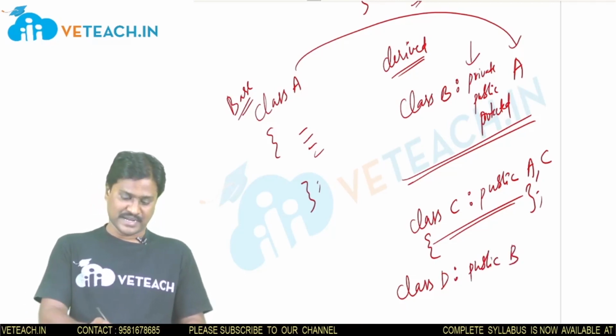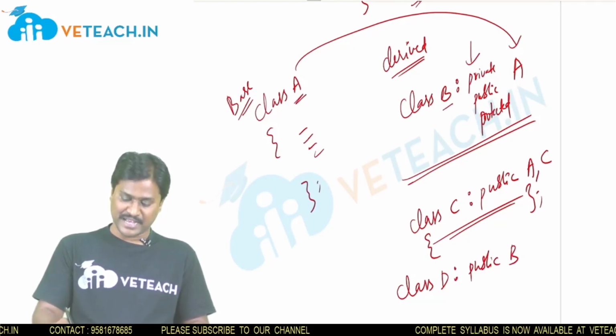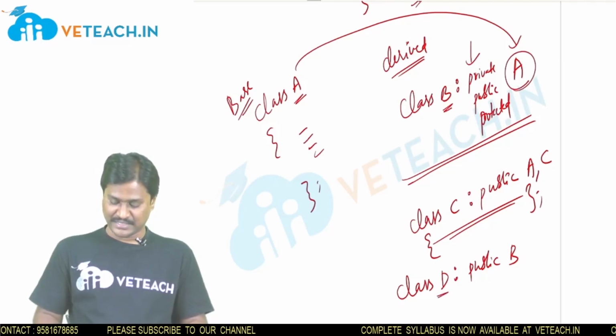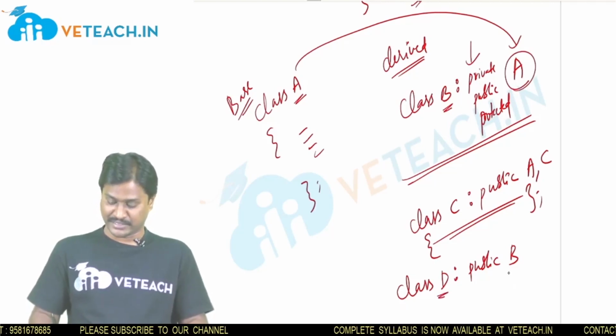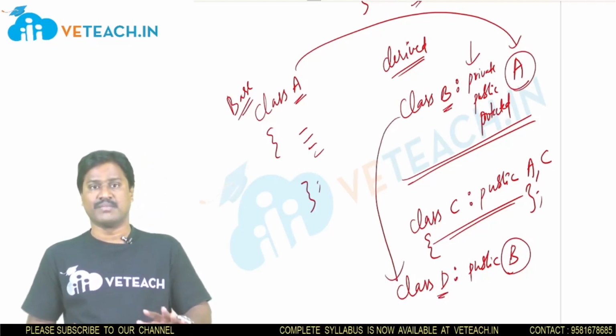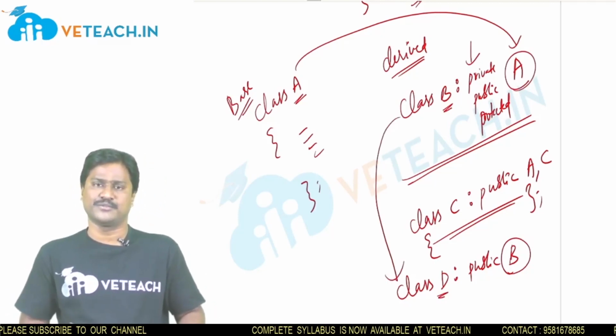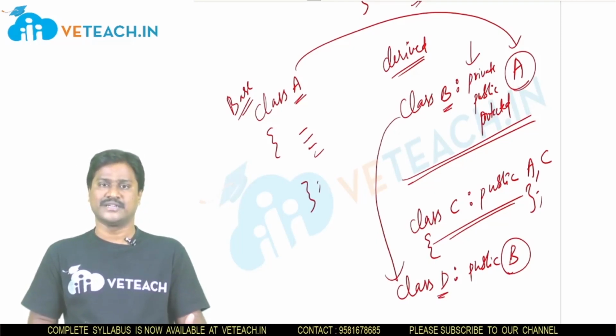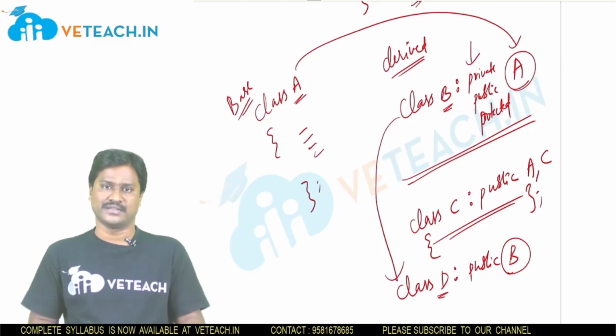See here, class A is a base class, class B is a derived class extending properties of A, and class D is also a derived class extending properties from the derived class. So this is multi-level inheritance. There are many types of inheritance available as features to extend the properties from one class to another class.